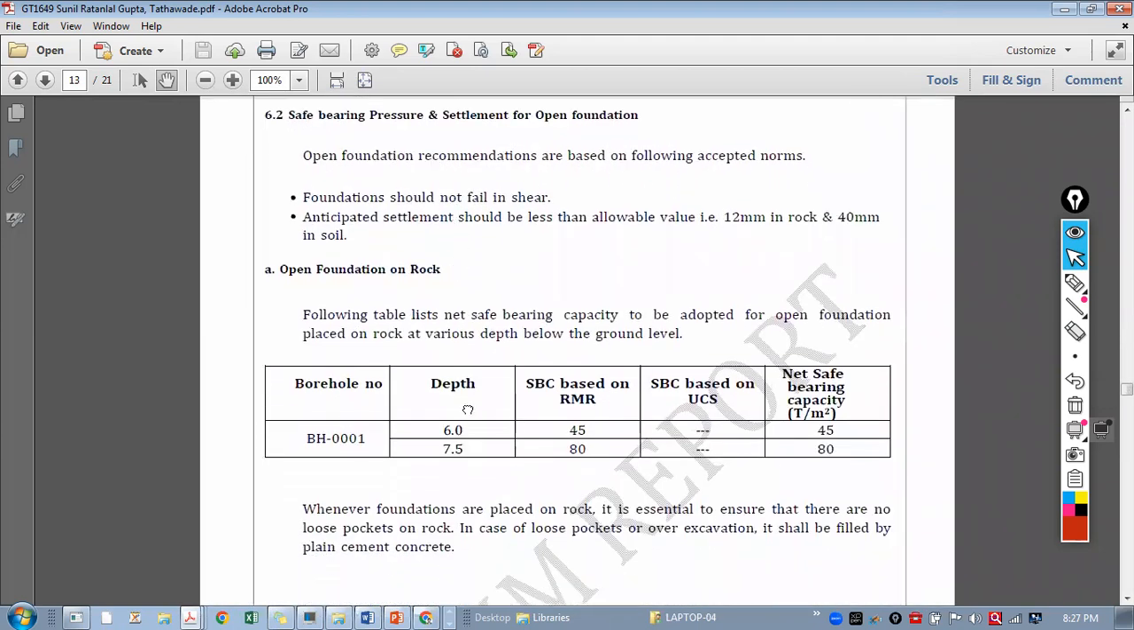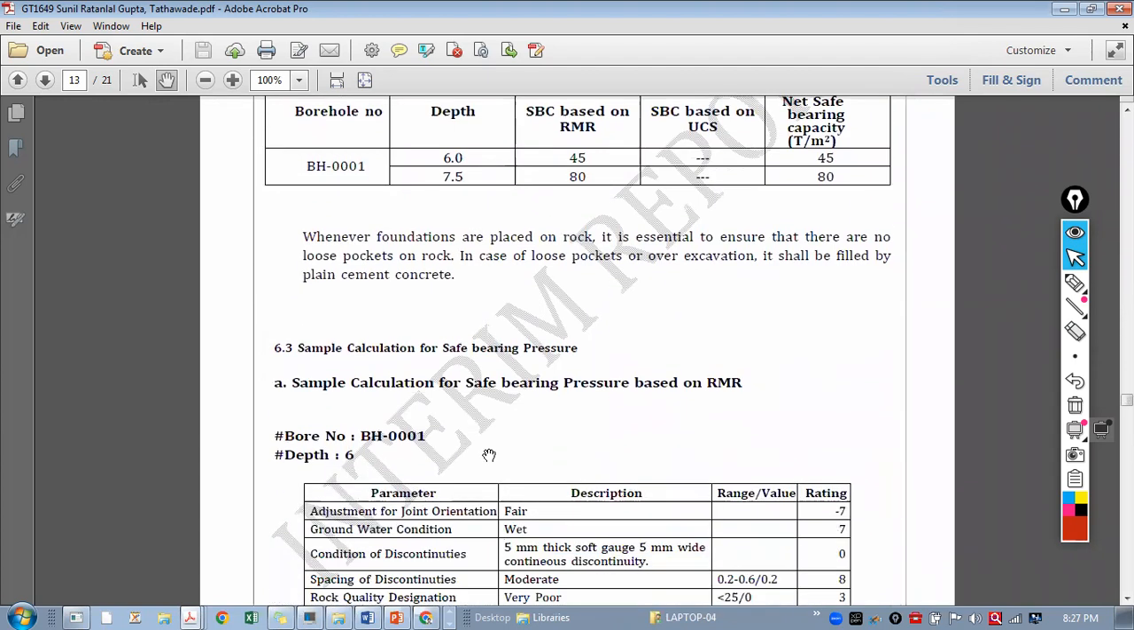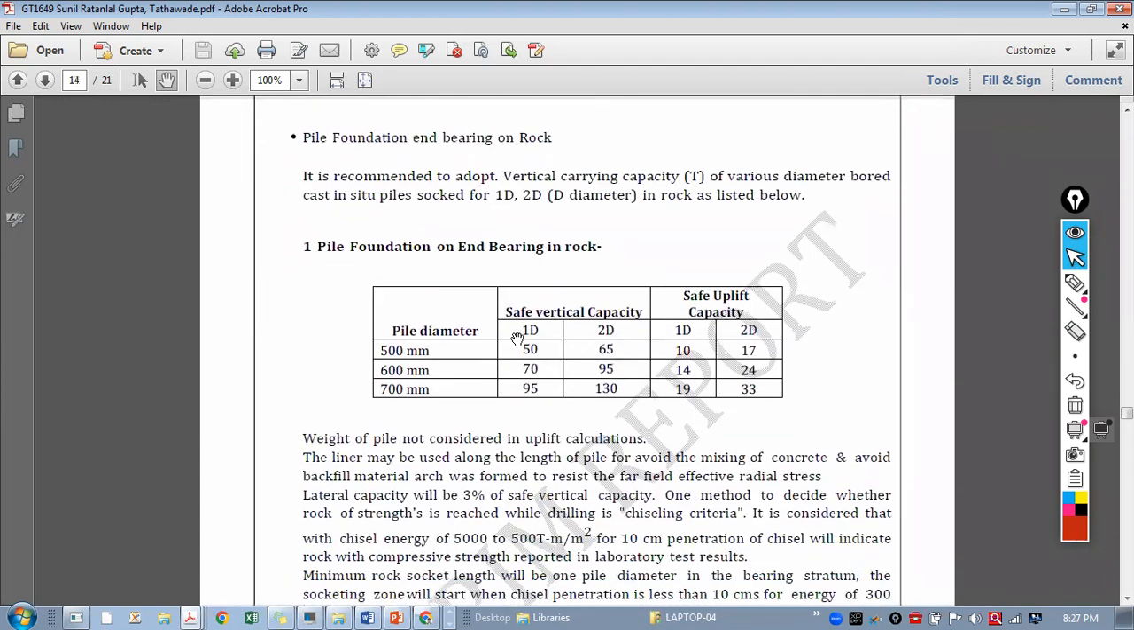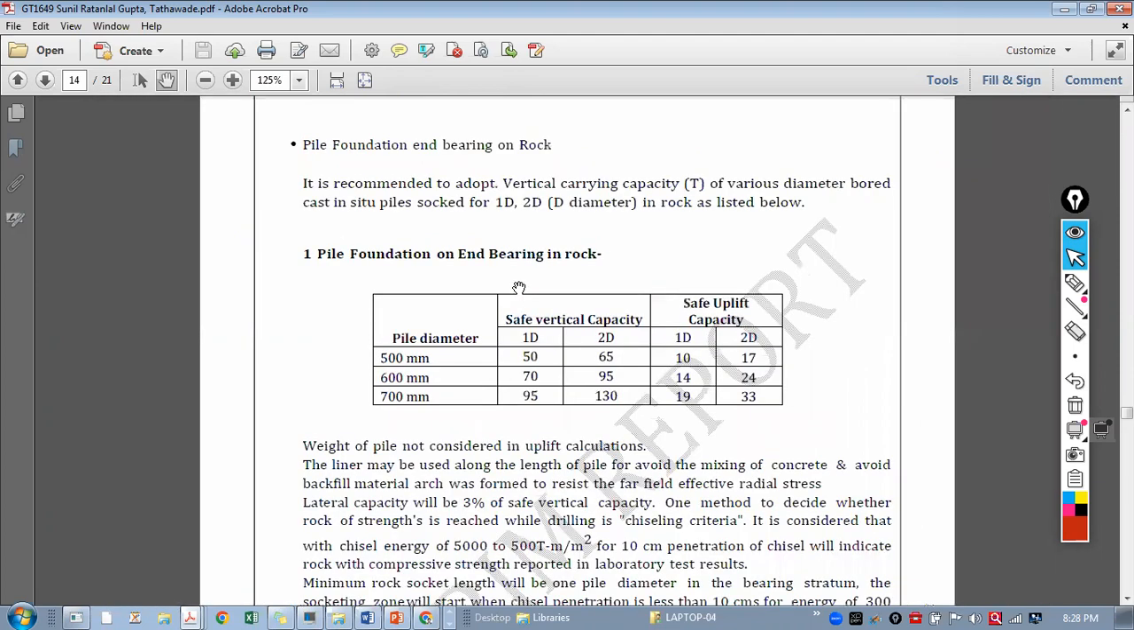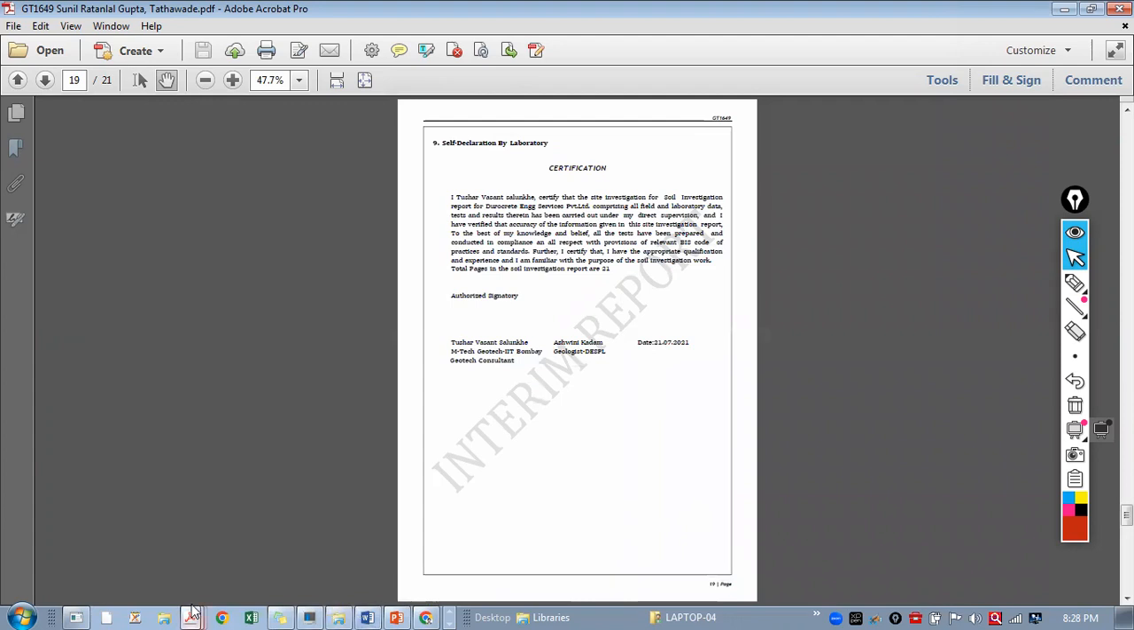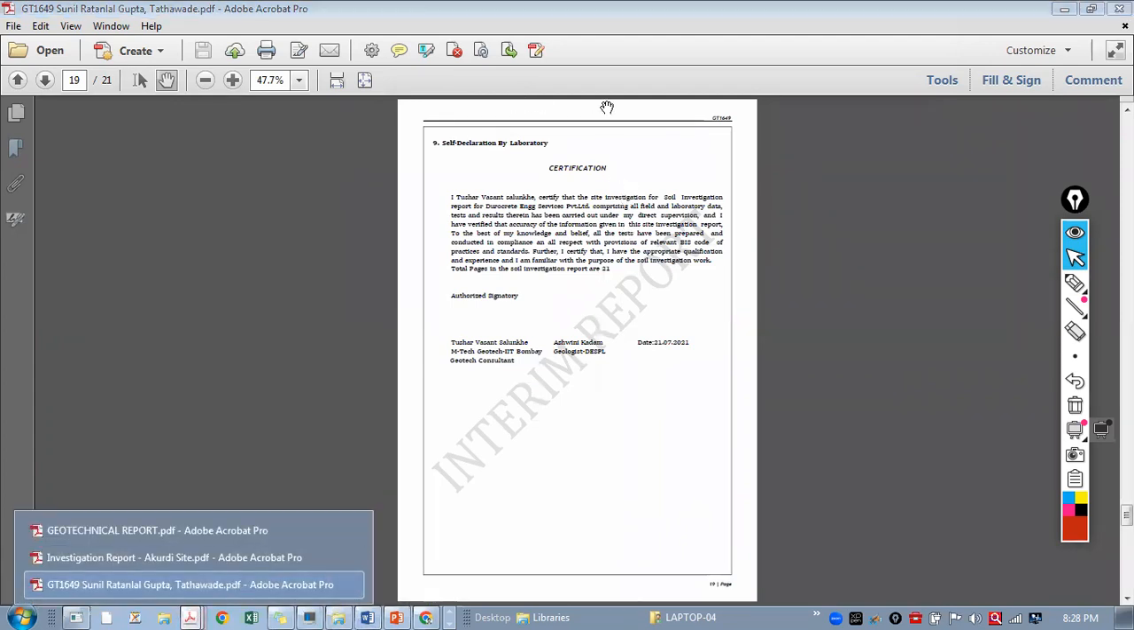Okay. See this. This is our important table. Socketing, diameter, and capacity. Okay. Even capacity is different for different socketing depths. 1D, then 50, 2D, 65. So you know that rock is having more capacity. That's why the more you socket, the more will be the capacity. Generally, 2D is the general recommendation. Okay, so I hope all of you got this.